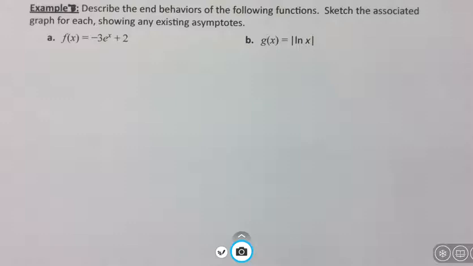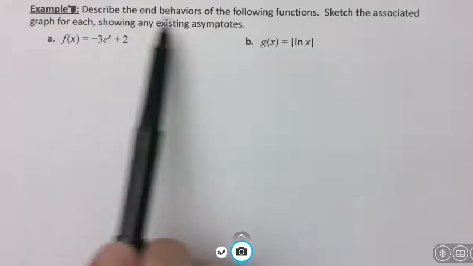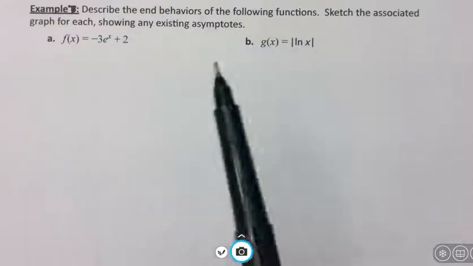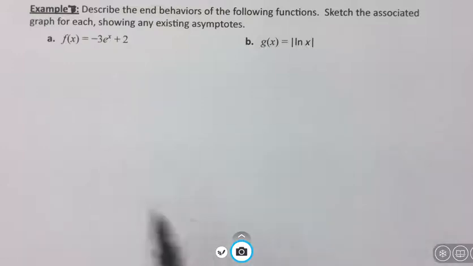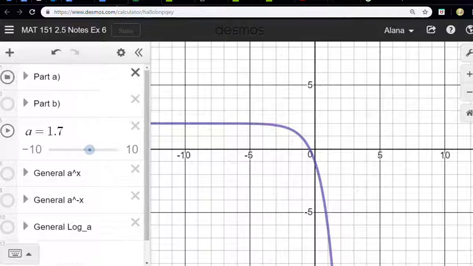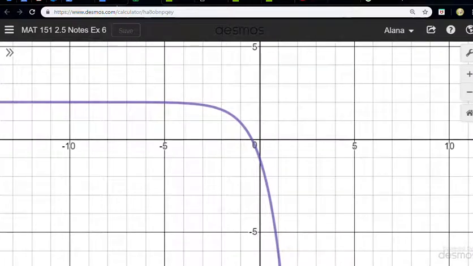So the first thing we're going to look at is the exponential function negative 3 e to the x plus 2. We want to describe the end behaviors of that function and sketch the graph associated with it. Okay, well, technically we don't know the rules for these yet, so we can't really do this analytically at this point. So we're just going to look at the graphs and see what happens, which luckily for us, I have drawn already in Desmos right here. So this is the graph for part A, and it looks like that for negative 3 e to the x plus 2.